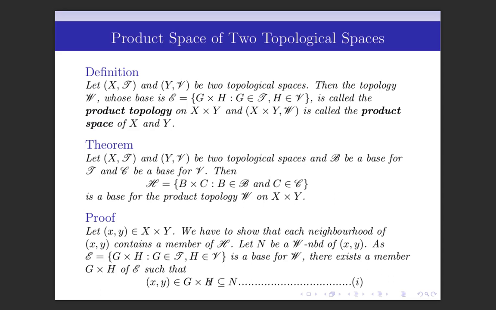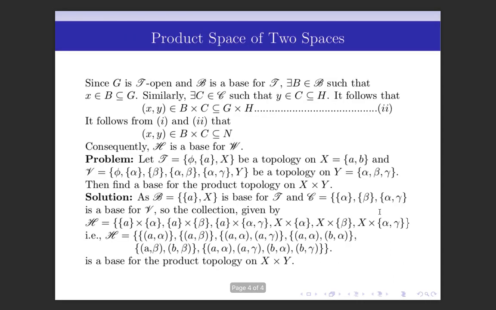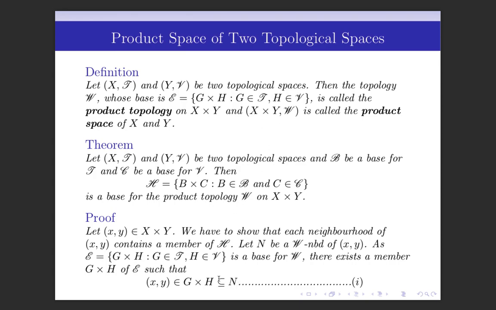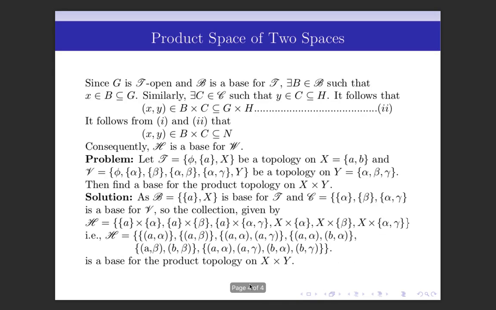And so there is some member in the base, suppose C, such that y belongs to C and C is contained in H. It follows that (x, y) belongs to B cross C, because x belongs to B and y belongs to C. And since B is contained in G and C is contained in H, B cross C is contained in G cross H. And earlier we have seen that G cross H is contained in N. So from 1 and 2 we can say that (x, y) belongs to B cross C and that is contained in N.